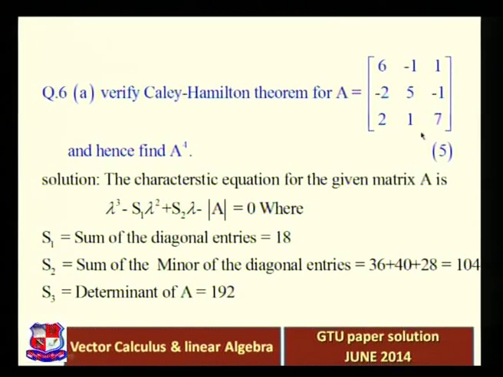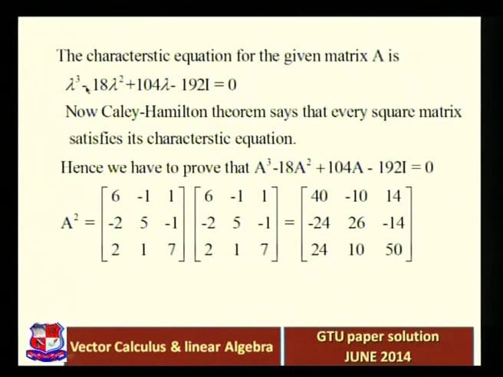You can easily find the determinant of A. I hope that you can understand how to find the determinant of this 3 cross 3 matrix. So determinant of A is 192, just check it. Now put all these values in this equation, you will get lambda cube minus 18 lambda square plus 104 lambda minus 192, and here it is not I, just 192, is equal to 0.